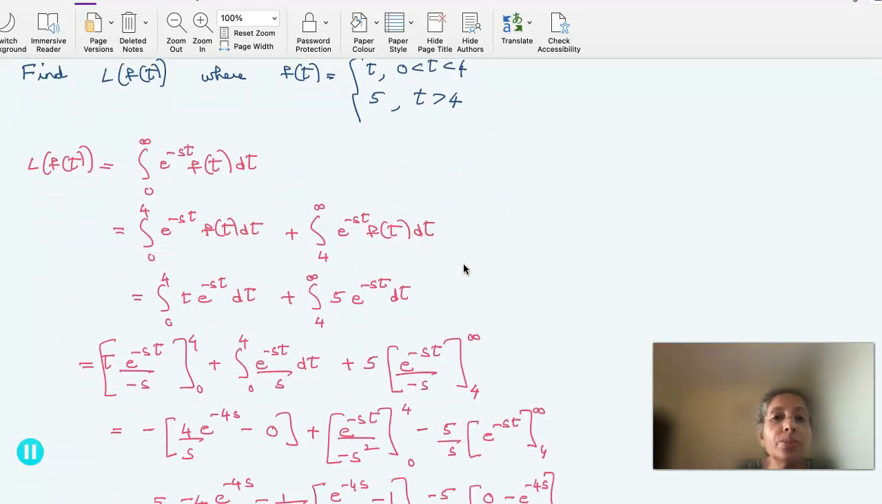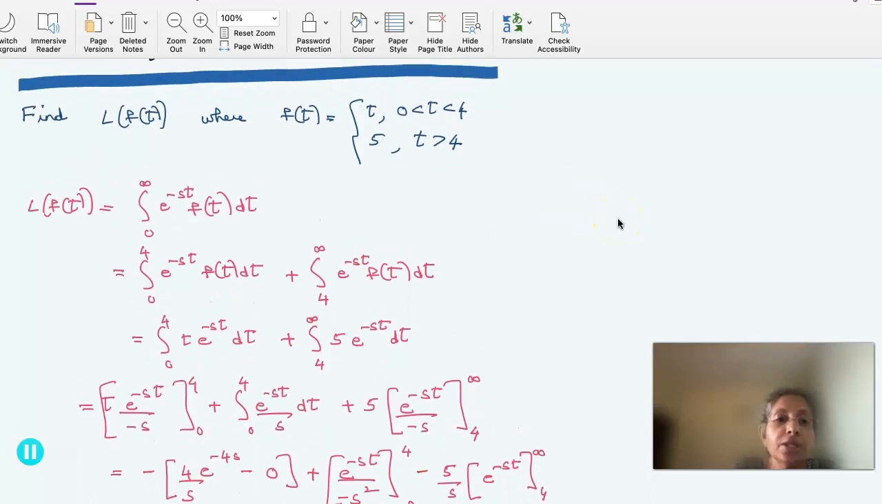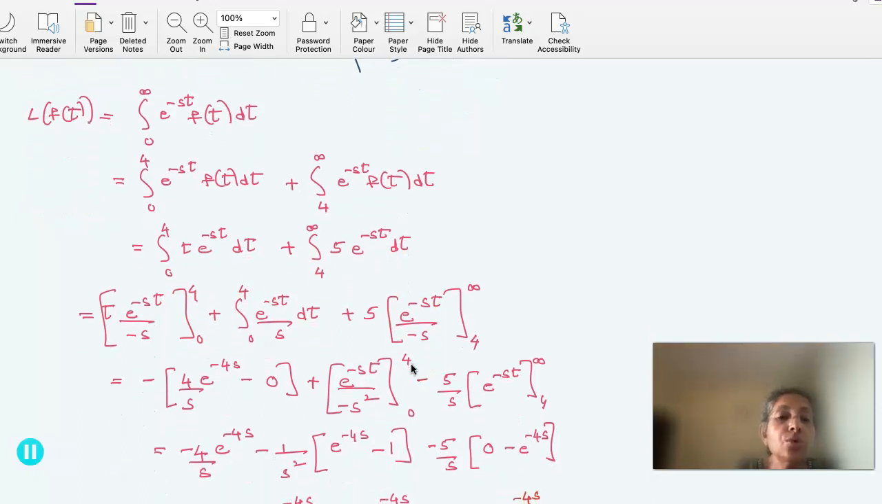So that will be, now between t equal to 0 to 4, f(t) is t. So it will be the integral 0 to 4 of t e raised to minus st dt, and greater than 4 it will be 5. So this will be 5 e raised to minus st dt. So use integration by parts here, you get u integral v. So t times the integral of e raised to minus st, divided by the derivative of minus st, which is minus s, within the limit 0 to 4, minus the integral 0 to 4 of the derivative of t, which is 1, times, minus will give you plus, e raised to minus st by s dt.